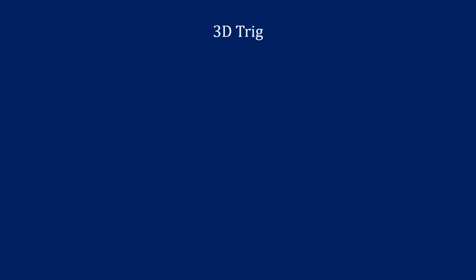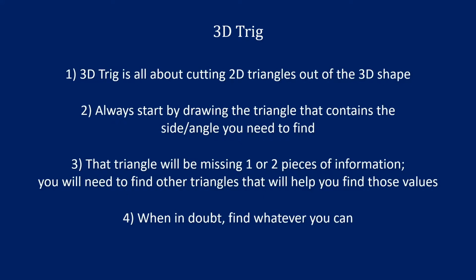Let's do a recap. So recap, 3D trig is all about cutting 2D triangles out of the 3D shape. That is literally the only new skill necessary on 3D shapes. Everything else comes from SOHCAHTOA. Always start by drawing the triangle that contains the side or angle you need to find. That triangle will be missing 1 or 2 pieces of information. You need to find other triangles in your shape that will help you find those values. And if you're not sure, find whatever you can. That's always going to be the case with angles and trig. When in doubt, find everything. Cool?